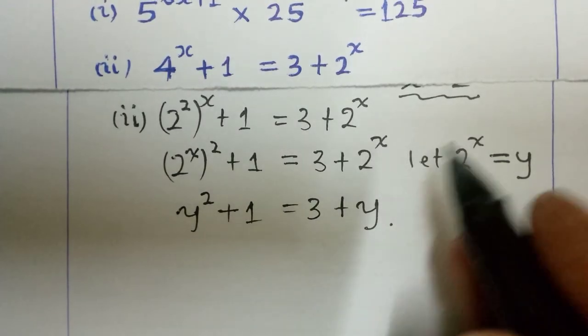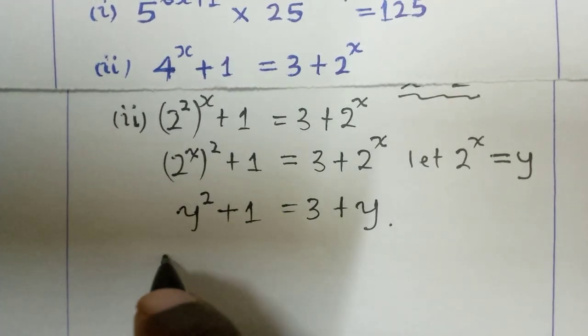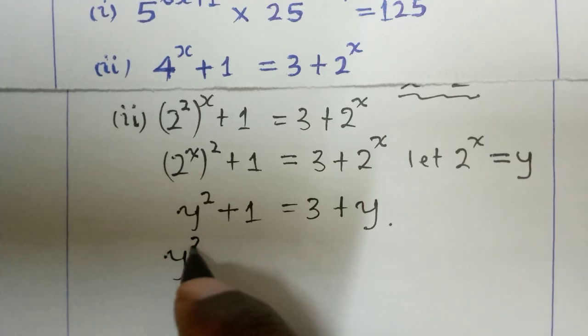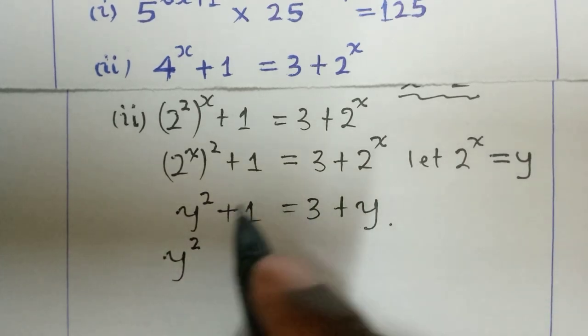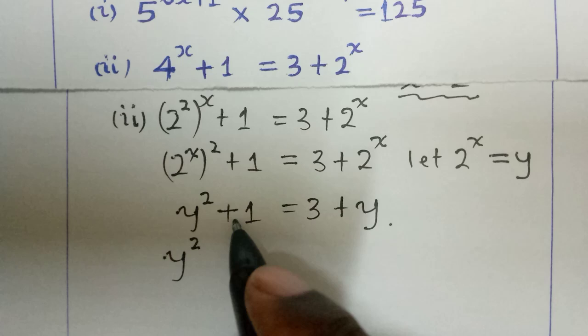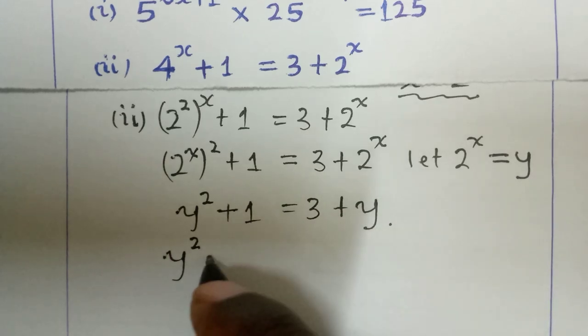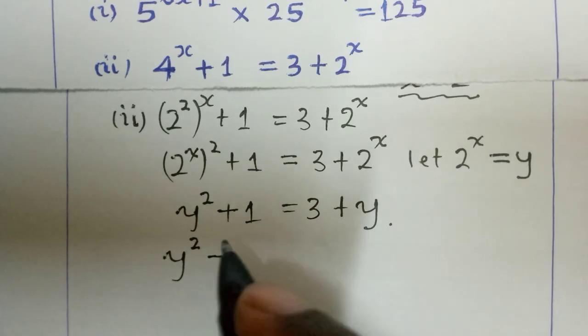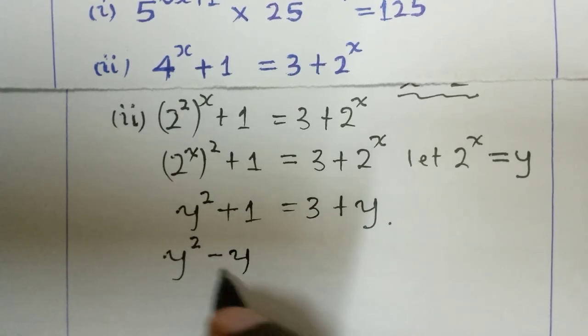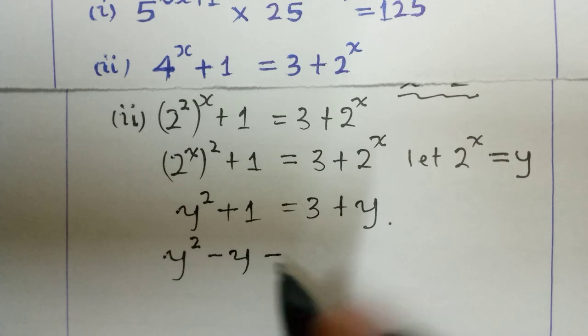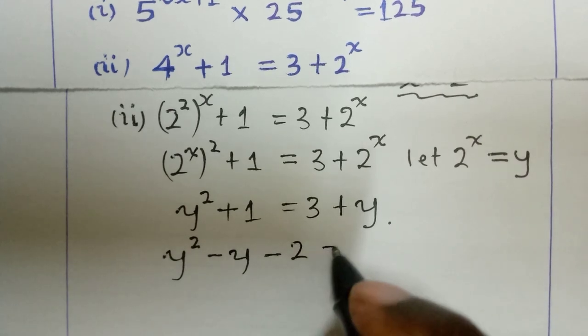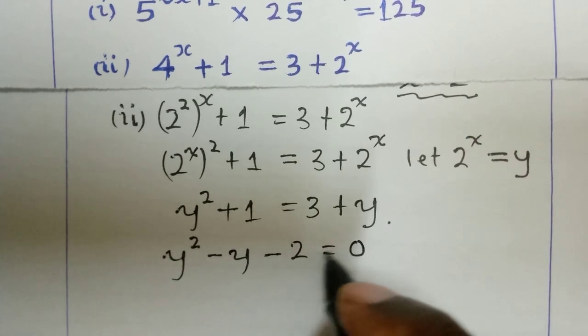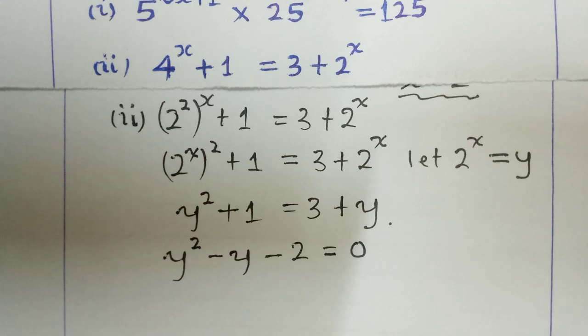So making it a quadratic equation, I'll have to put y squared there. I bring this 3 to this side, that is 1 minus 3, and you'll end up having minus 2. But before I do that, I can bring y first. Minus y, then minus 2. This one now becomes 0. So guys, that's what we do.